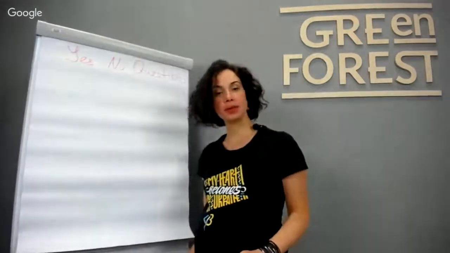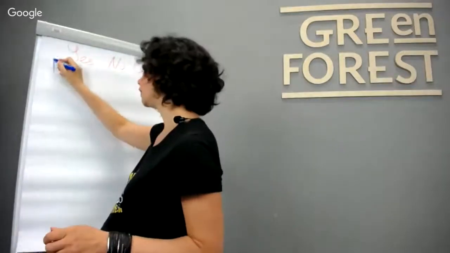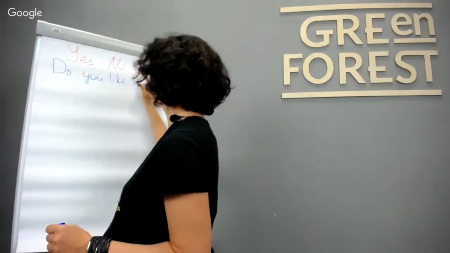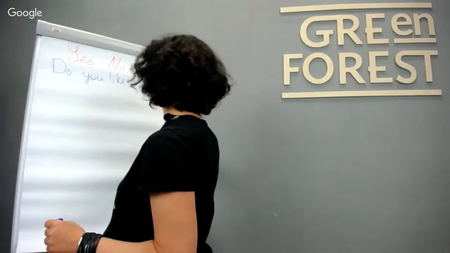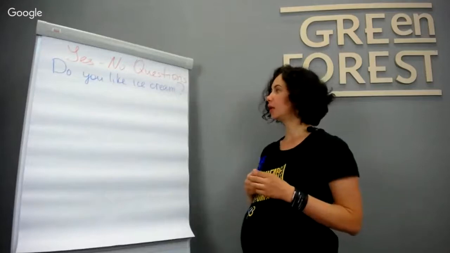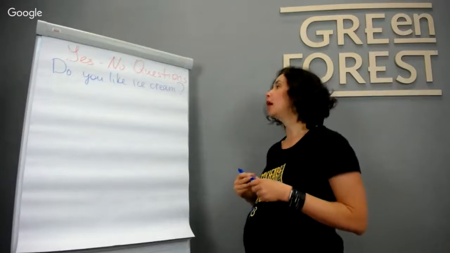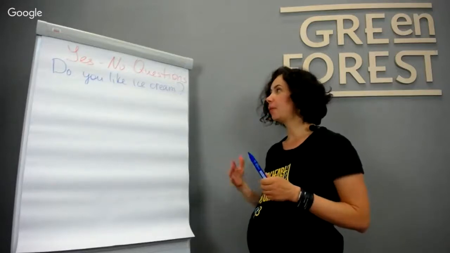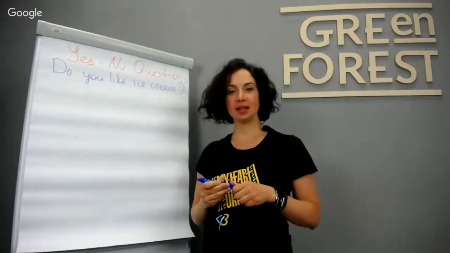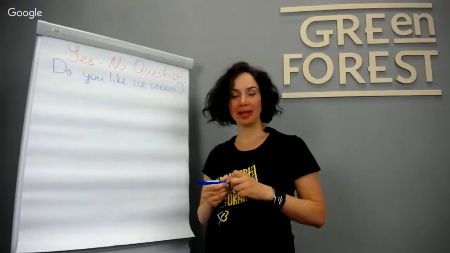I'm going to write you some examples. The first one is just an example of a yes/no question. For example, do you like ice cream? When you ask somebody such a question, the person can say yes or no. Yes, I do, or no, I don't. And this is the case when we use yes/no questions, because from the answer you can understand that yes/no questions demand a yes/no answer. And that's why they are named like that.